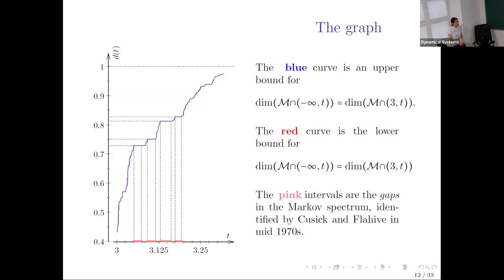But nevertheless, on the scale that we work with, this was sufficient. Actually, some work was done before us. In the 1970s, Kusik and Vahaev identified some gaps in the Markov spectra, but these gaps do not actually correspond to the intervals where the function is constant exactly.